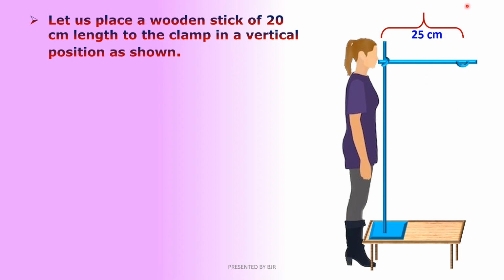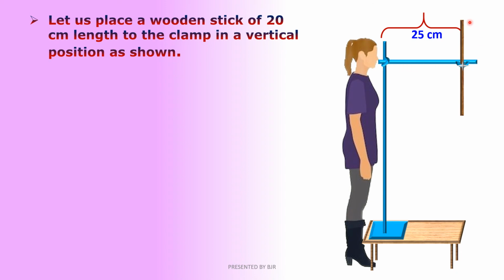Now, let us place the stick first. Let us screw it in order not to fall down. This is the stick. She has to see the stick parallel to the horizontal rod like this.